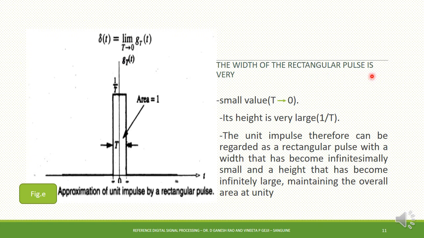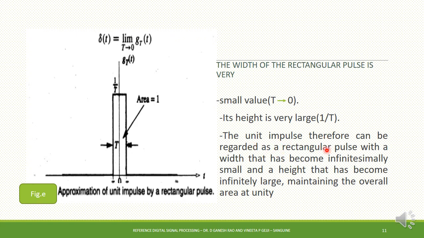The width of the rectangular pulse is very small, because t tends to 0. Its height is very large. Here you see when t tends to 0, the height is 1 by t. If this tends to 0, anything divided by 0 gives a very big value. So that is why we have written that its height is very large.